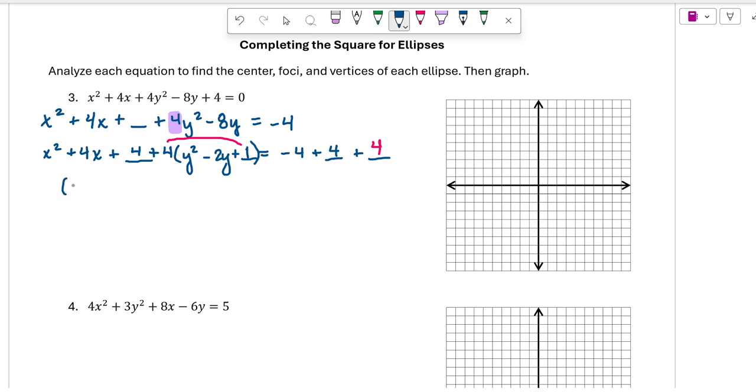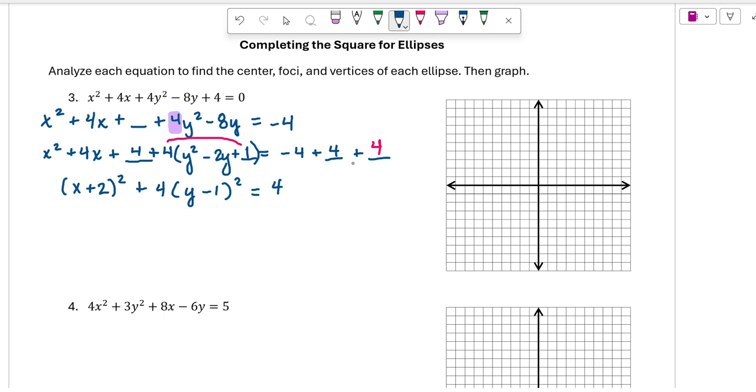All right, let's write our next step. So this one would be x plus 2 squared. Remember, this number is going to be half the middle term. And then plus, leave the 4 out front. This will be y minus 1 squared. And then over here, we have negative 4 plus 4, which is 0, plus 4. So we get 4 total over here.